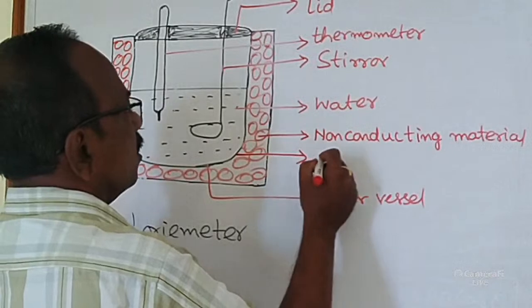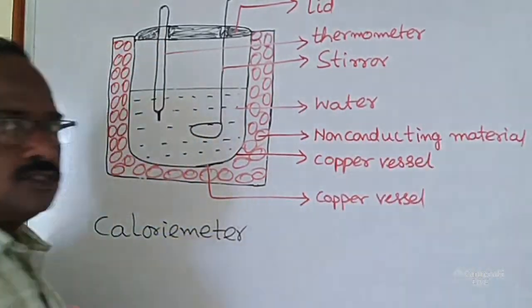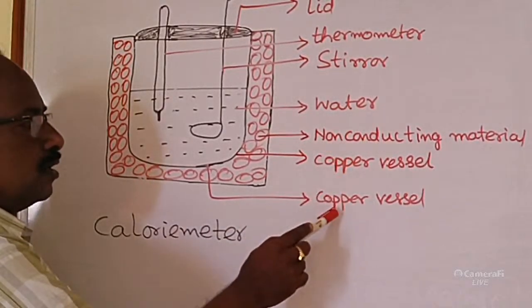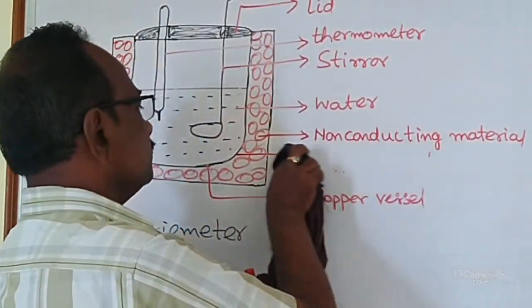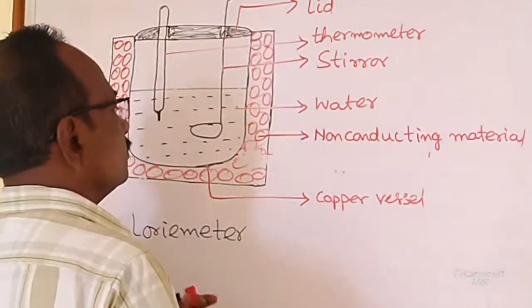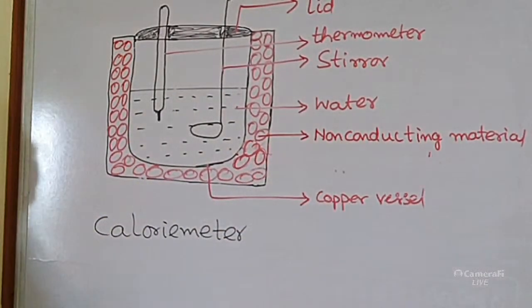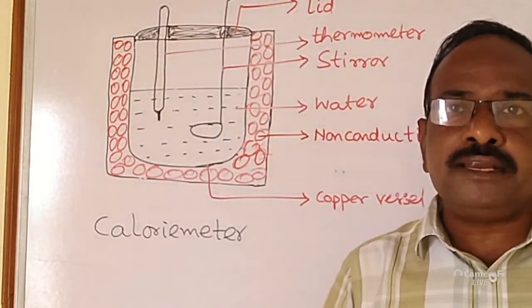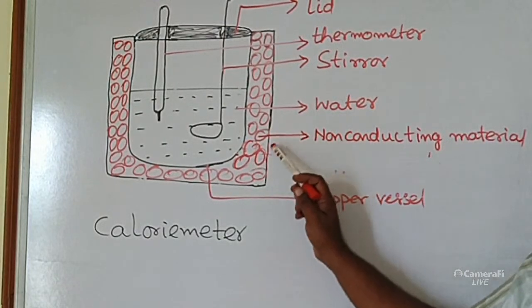What is the name of the vessel? Copper vessel. This one is called copper vessel. So this one is calorimeter, copper vessel. Already written, Nana. Non-conducting material means very bad conductor. So any bad conducting material you can fill with this one. So what is the name of this diagram?